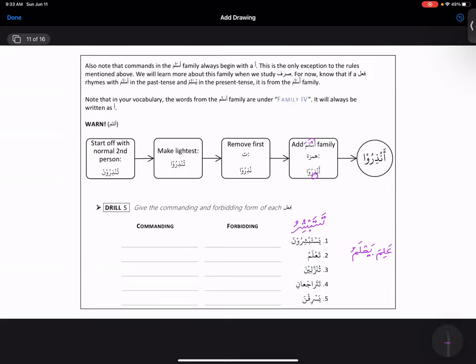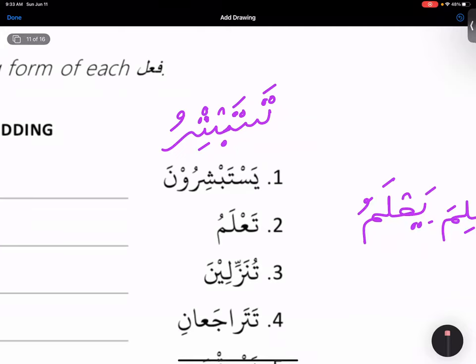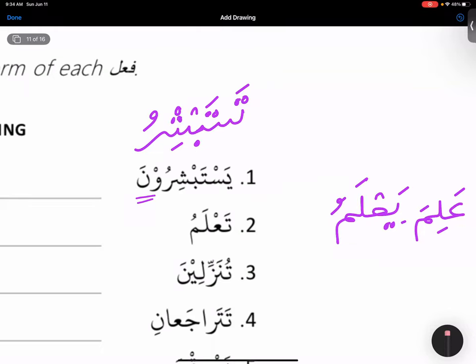First of all, yastabshiruna, what kind of fail is it? Fail mudari. How do we know this is mudari? Starting with ya, the beginning, and ending with una. Now what siga is it? When you see waw noon, you should know this is plural, but then you need to check the beginning, if it is ta or ya. If it is ya, then it is hum.